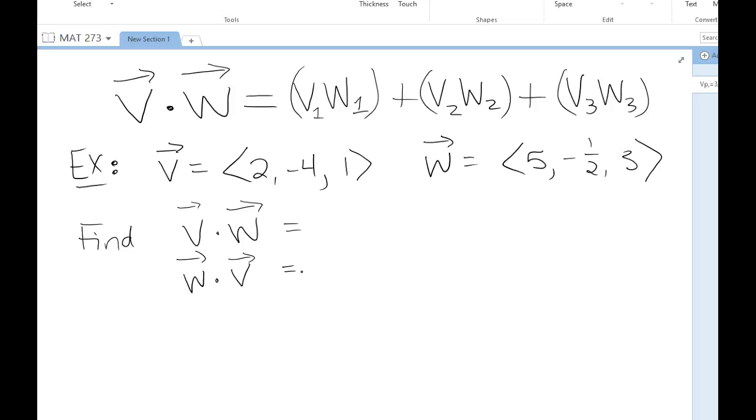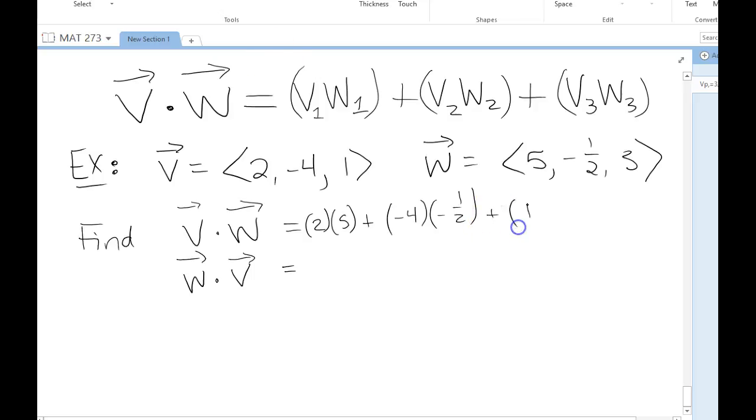So multiply corresponding components. So we're going to multiply our x components together. We're going to multiply our y components together. Yes, there's a fraction in this one. It's okay. Multiply z components together. That looks like 10 plus 2, because double negative, plus 3.